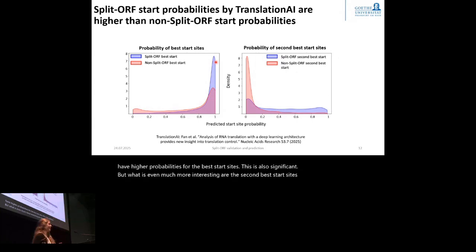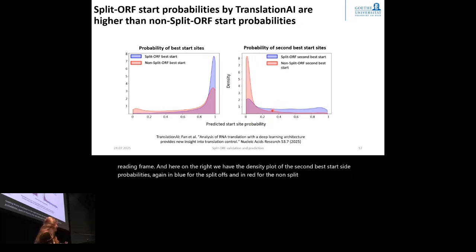Because if you think about NMD, NMD is a translation-dependent mechanism, so one start site needs to be used anyway. However, thinking about split-ORFs, there are two start sites that need to be used. So looking at the probability of the second best start site is much more characteristic for a split open reading frame. And here on the right, we have the density plot of the second best start site probabilities, again in blue for the split-ORFs and in red for the non-split-ORFs.